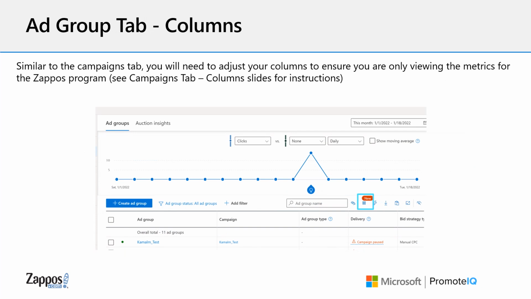Similar to the Campaigns tab, you will need to adjust your columns to ensure you are only viewing the metrics for the Zappos program. Please refer back to the slides describing the Campaigns tab columns.